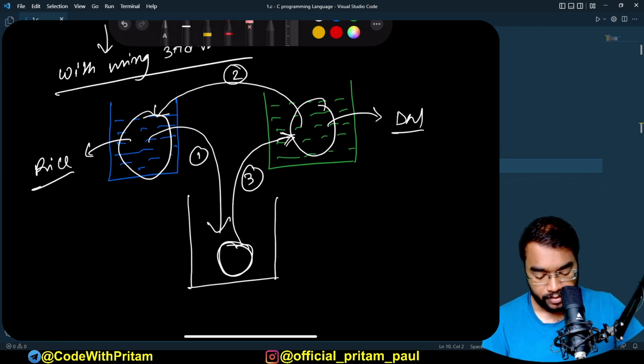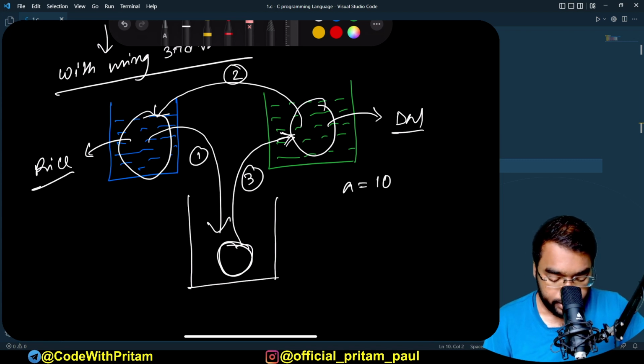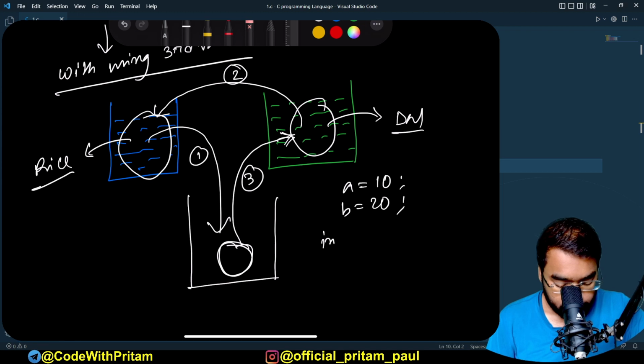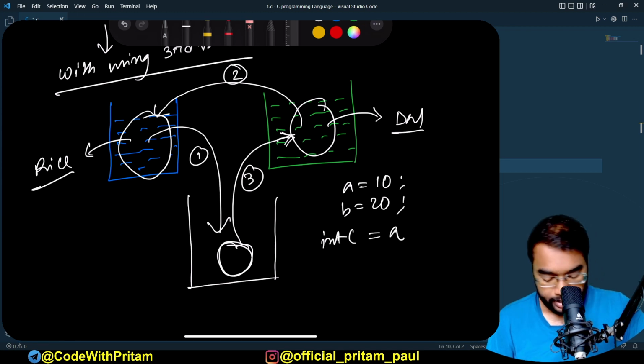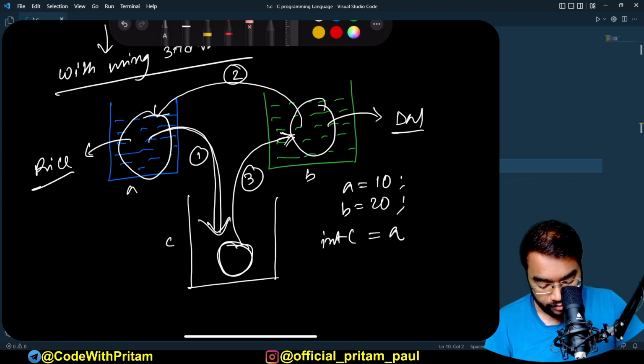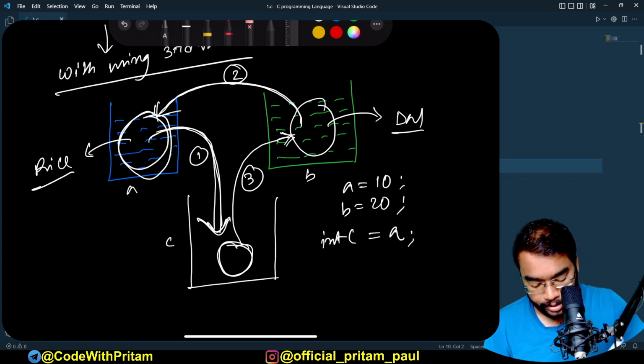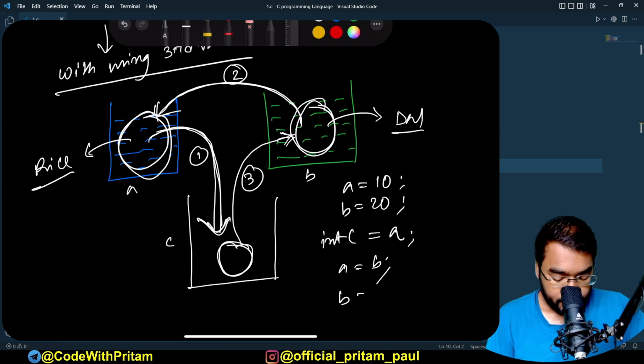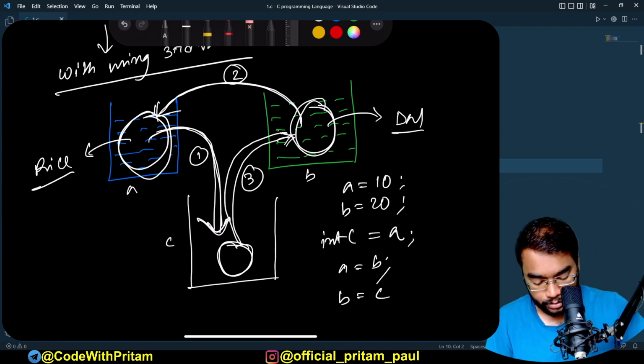In the same way, if I use a equal to 10, b equal to 20, and put integer c equal to a, because this is c, this is a, and this is b. The value of a will be copied to c, that means c equal to a, then a equal to b, and then b equal to c.